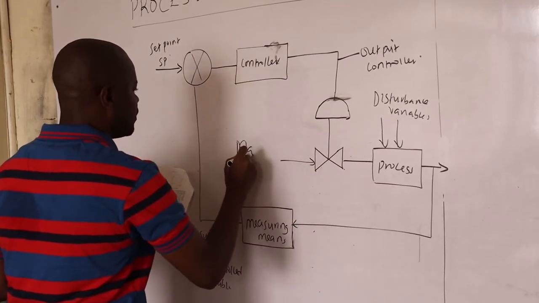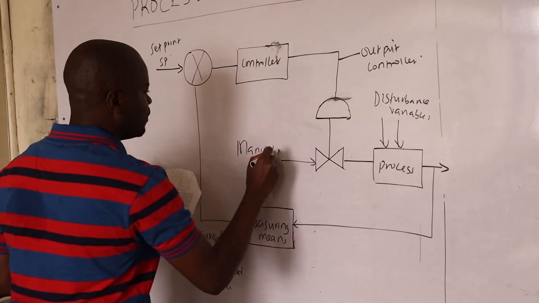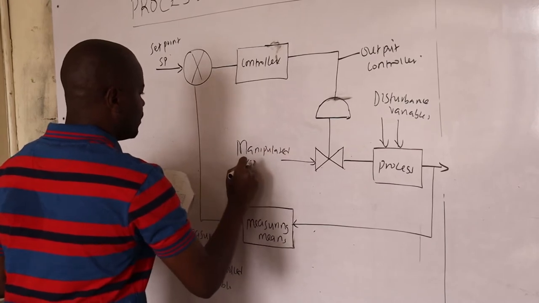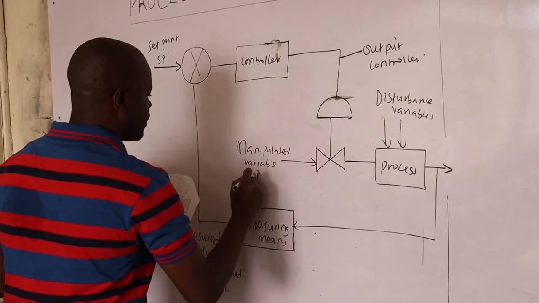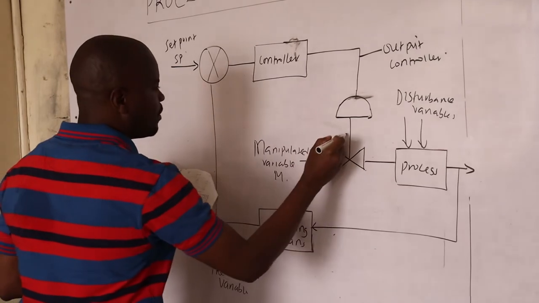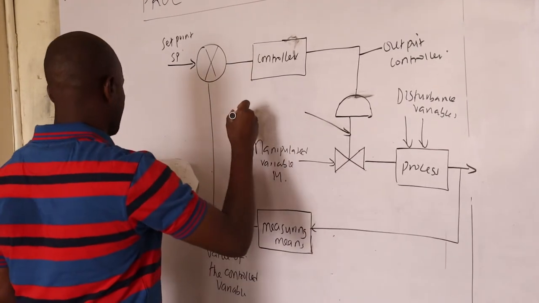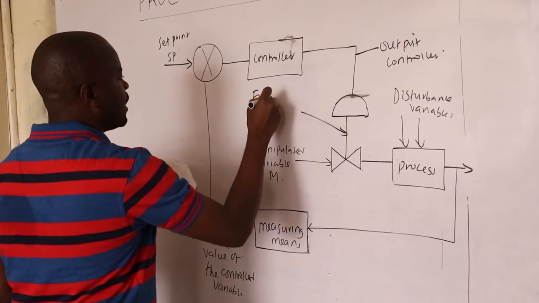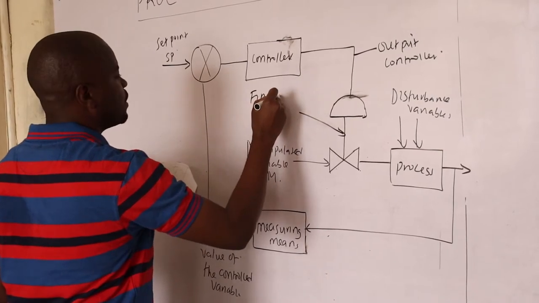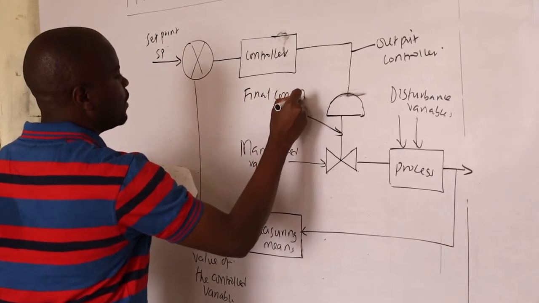Then we have the manipulated variable, which is always referred to as M. Then we have the final control element here, which at times we can refer to as the actuator, the final control element.